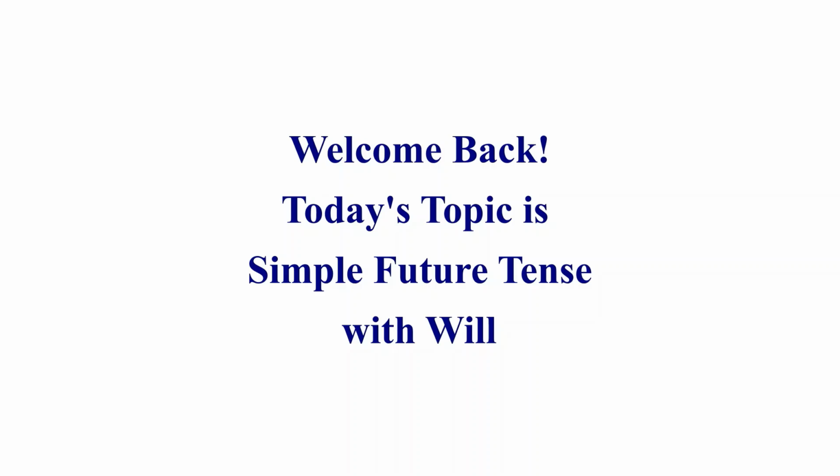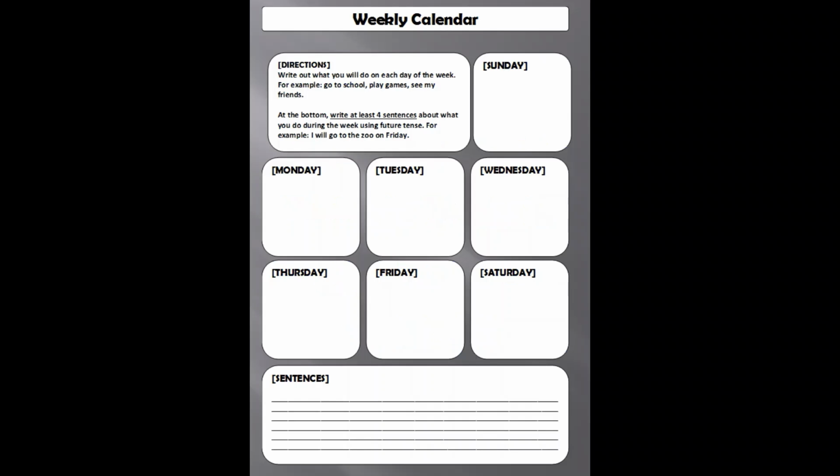Hello again, everyone. Today's topic is going to be a writing activity, and the topic we'll be writing about is simple future with the word will. Now, as you can see here, I'm going to use a weekly calendar to cover the topic for today, which again is simple future with will. What I'm going to have you do is basically just fill in the information for each day.